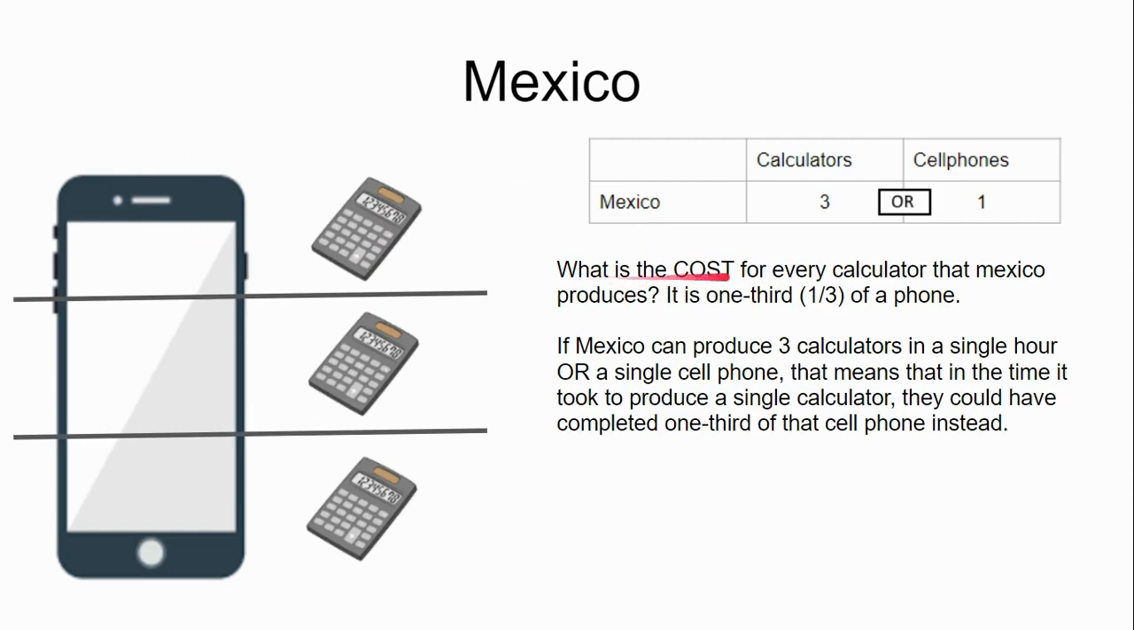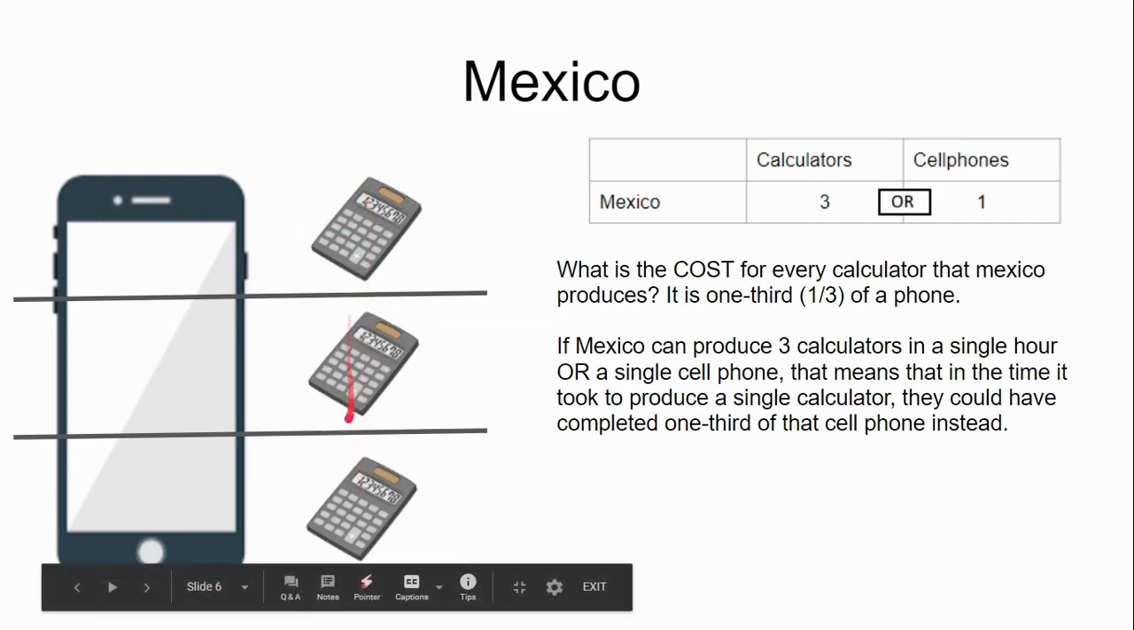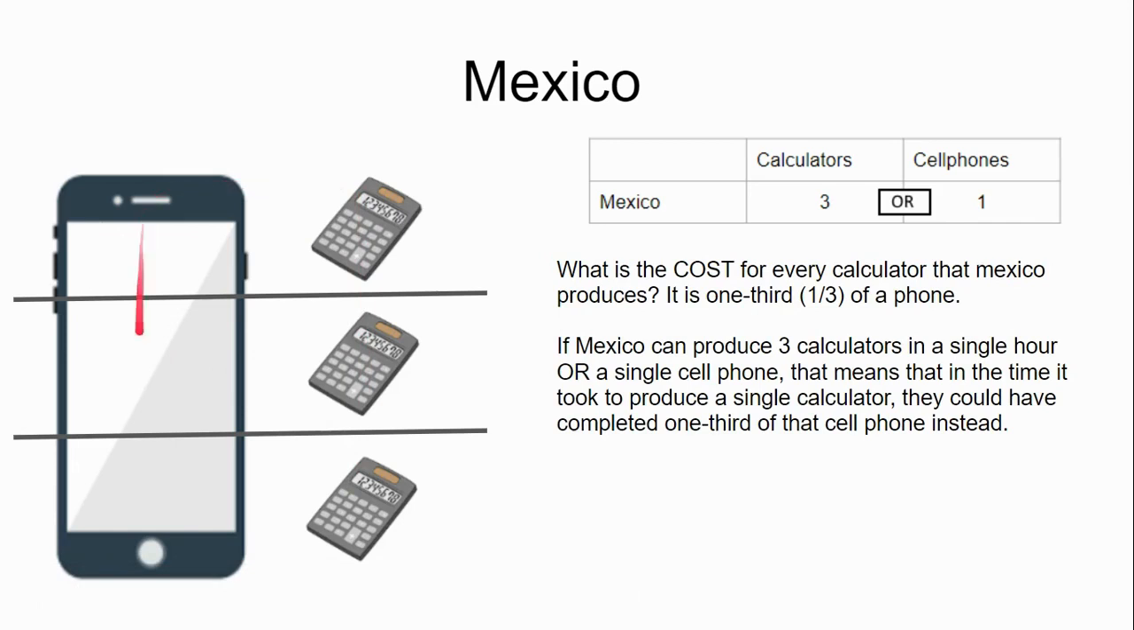And then likewise, what is the cost for every calculator that Mexico produces? Well, it's sacrificed for every one calculator. If it takes an hour to make these three calculators, in 1/3 of the hour, it could have made 1/3 of the cell phone, but it can't because it made this instead. And then after 2/3 of an hour has gone by, they've made two calculators, or they gave up making 2/3 of the cell phone. And after a full hour has gone by, they completed all three calculators and they gave up the opportunity to make the entire cell phone.